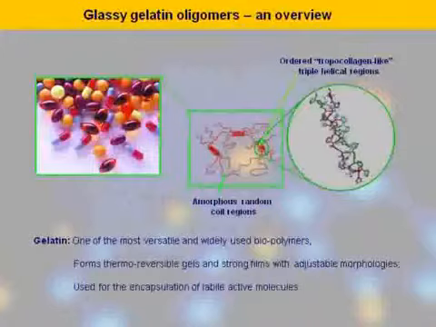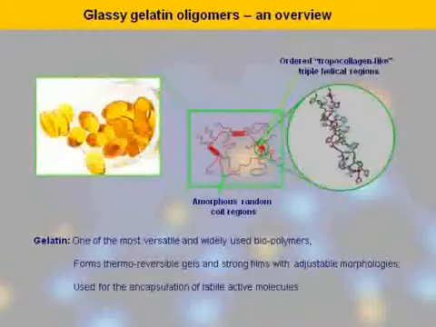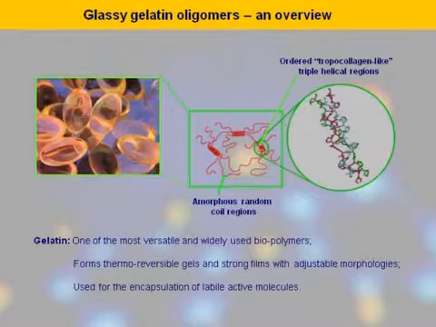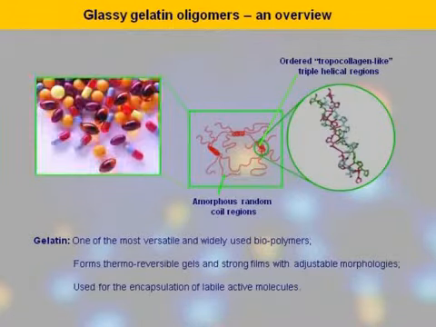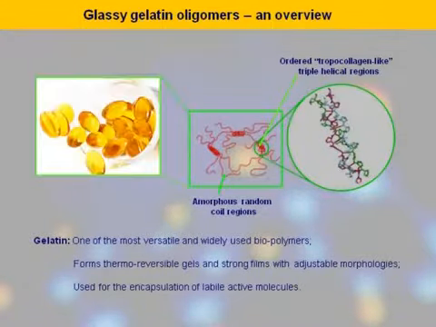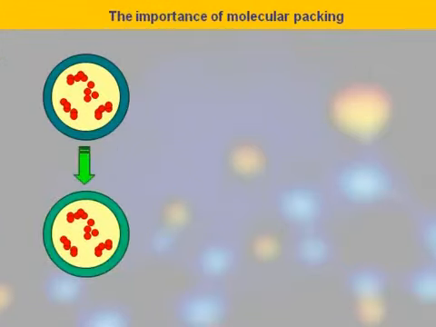Gelatin is one of the most versatile and widely used biopolymers with a vast array of applications across the pharmaceutical and food industries. Its thermoreversible gelation, as well as its ability to produce strong films with adjustable morphologies, make gelatin an invaluable raw material for the manufacture of hard and soft capsules. These capsules are used to encapsulate active compounds in order to protect them from external influences and achieve their targeted release.